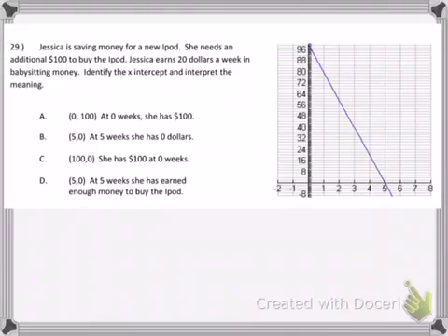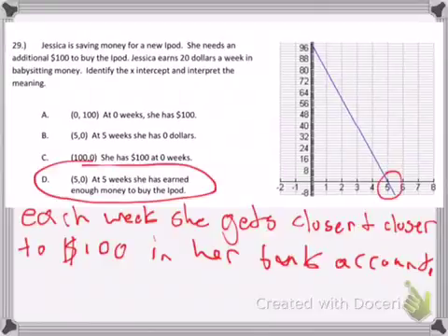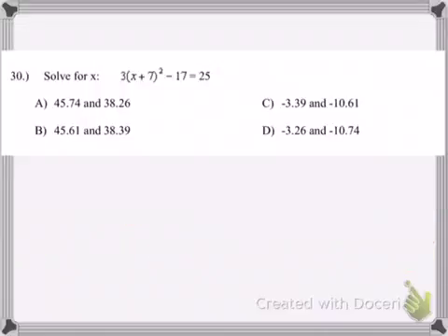Jessica's saving money for a new iPod. She needs an additional $100 to buy an iPod. Jessica earns $20 a week in babysitting money. Identify the x-intercept and interpret the meaning. 5, 0. At 5 weeks, she has earned enough money to buy the iPod. Each week, she gets closer and closer to $100 in her bank account. So it's showing how much she's saving in her bank account to get to $100, her goal.